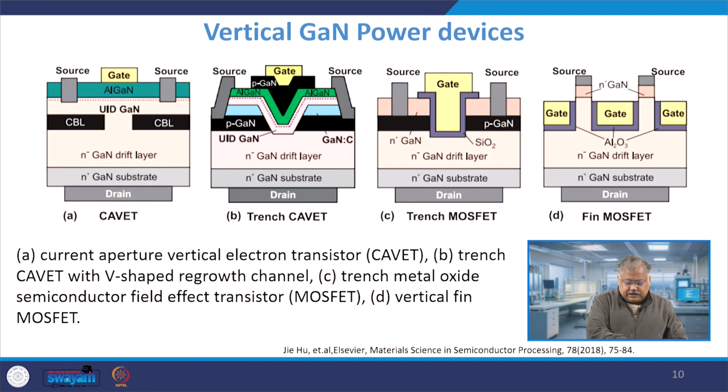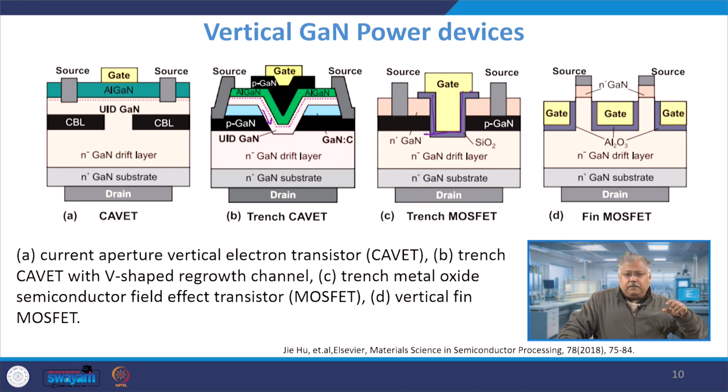The first one you can see on the A type is a current aperture vertical electron transistor, also known as CAVET. The second one is a trench CAVET, where we try to make a slanted channel, and the slanted channel actually enters into the p-type gallium nitride here. The third one is known as a trench MOSFET. The trench is because the gate forms a trench through the gallium nitride drift layer, and the last one is basically a fin MOSFET.